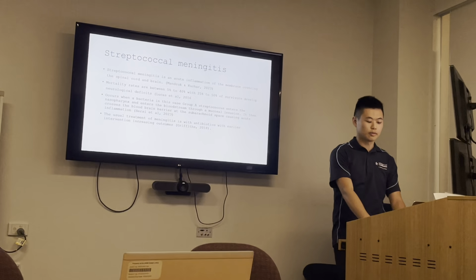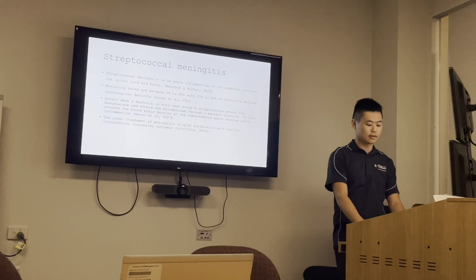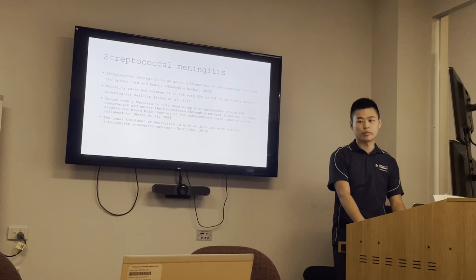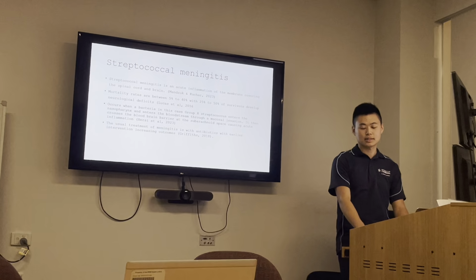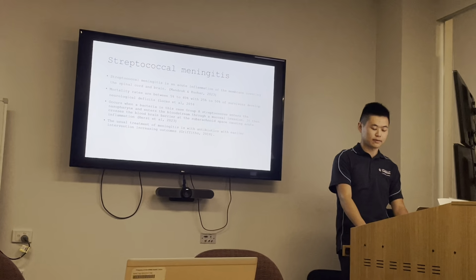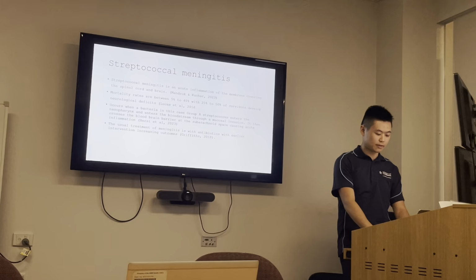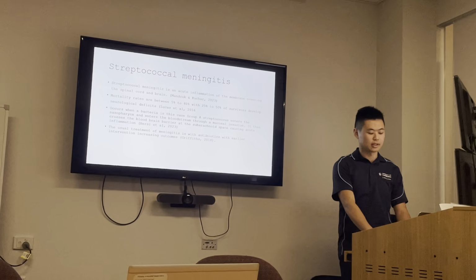So streptococcal meningitis is an acute inflammation of the membrane covering the spinal cord and brain. The mortality rates are between 5 to 40%, with most survivors, 25 to 50%, developing neurological deficits.